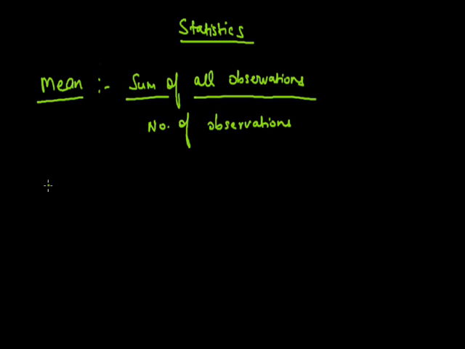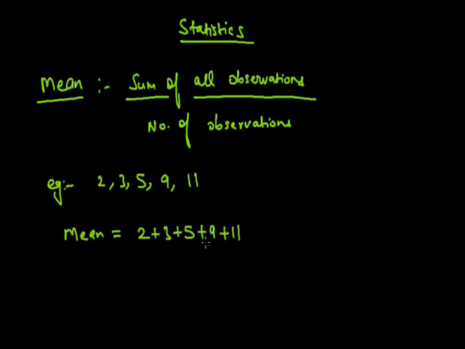Suppose I take an example: 2, 3, 5, 9, 11. Let's say I have taken these 5 numbers, and I need to find the mean of these 5 numbers. Mean is equal to sum of all observations, that is 2 plus 3 plus 5 plus 9 plus 11, divided by number of observations, that is 5. If we add 2 plus 3 plus 5, it is 10, 10 plus 20, that is 30, divided by 5. So we get the mean as 6. This is the method of finding the mean that we have already studied.